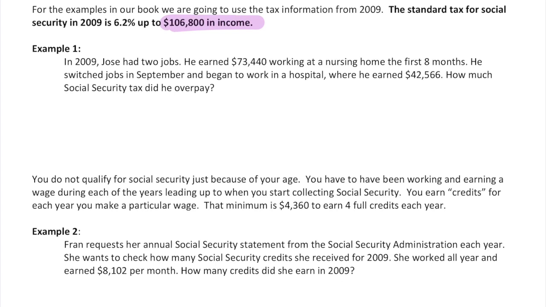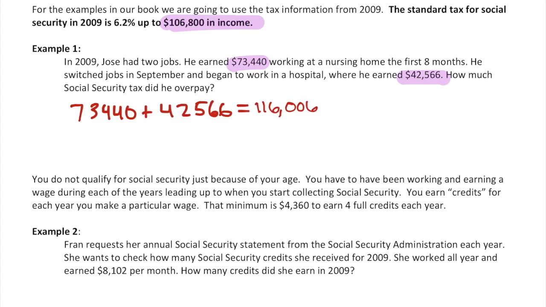So here's an example of Jose, who worked at one job making $73,440 and at another job making $42,566. Neither job was over the maximum, so he got charged full Social Security. In order to figure out how much he overpaid, we have to first add the salaries up, and that would give us the total he made that year. You can see from the total, he is clearly over the maximum income of $106,800.